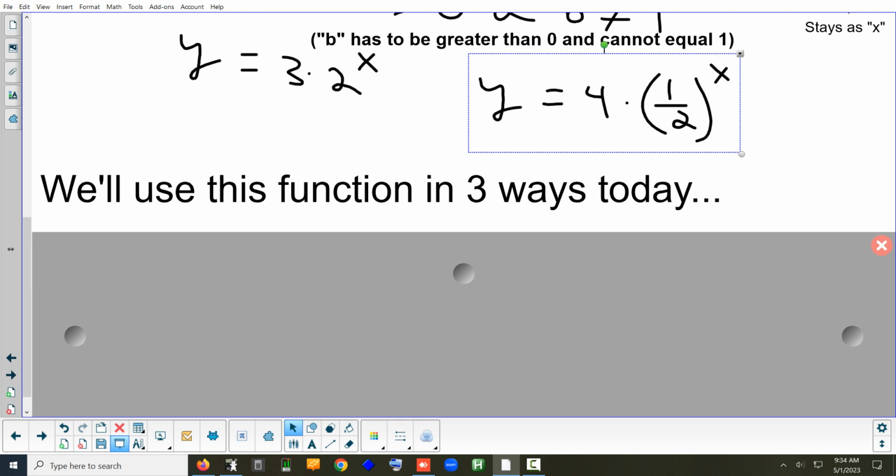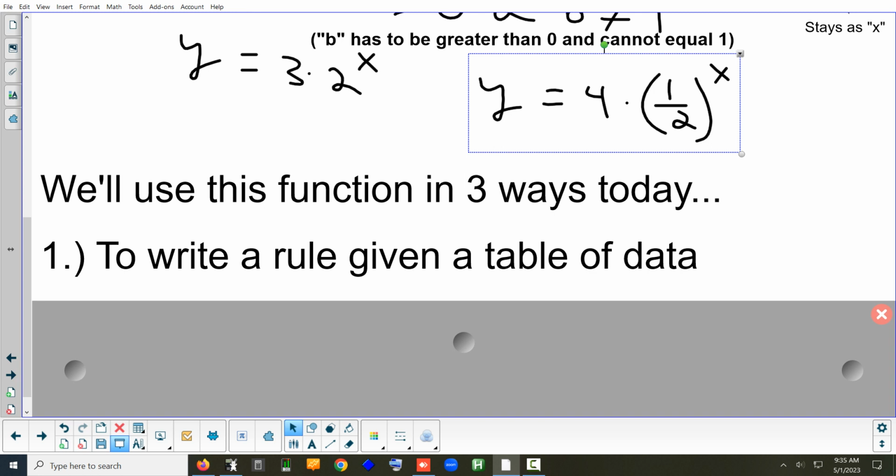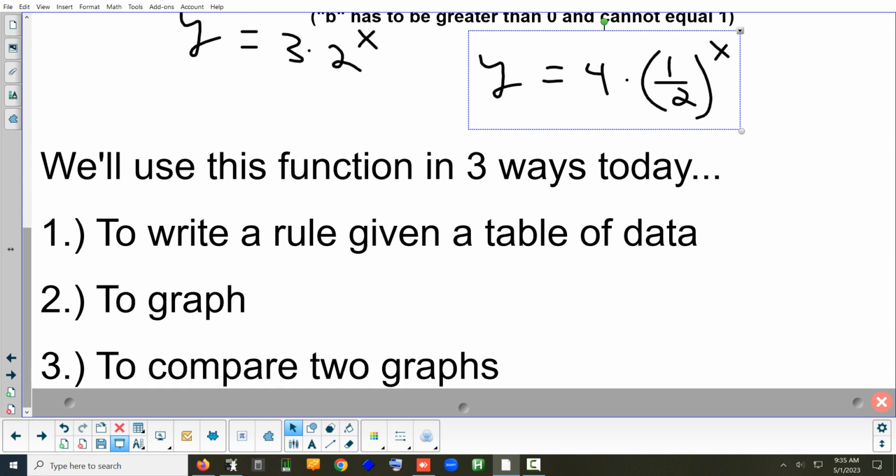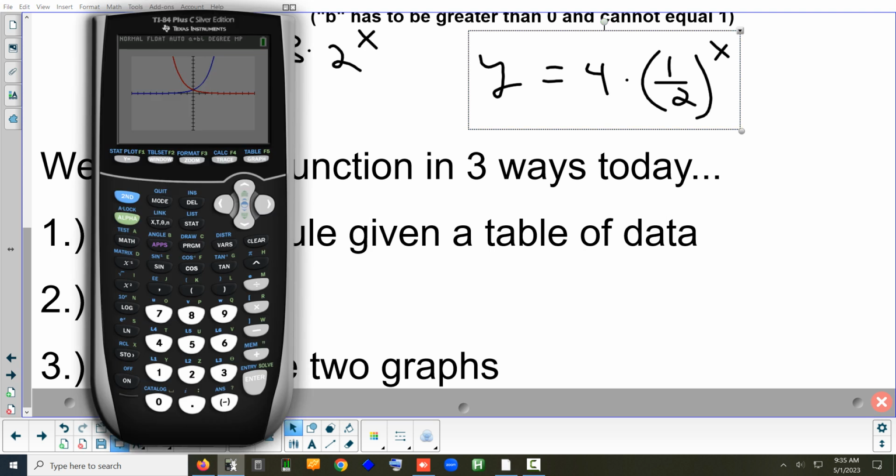We're going to use this formula 3 different ways today. For this part, you can just watch. You don't have to write anything. I'm going to give you a table, and we're going to see if from the table you can figure out a formula. The next thing is I'm going to give you a formula, and we're going to see if you can draw a picture of it. And then the last thing we're going to do is compare two graphs. Let me show you an example of that.